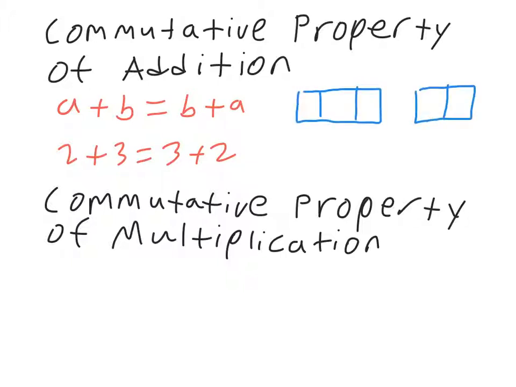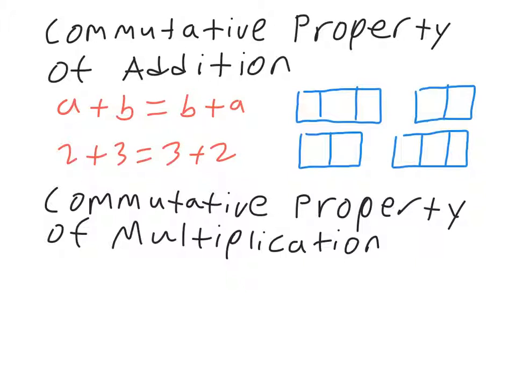For the visual people, if you have, say, 3 boxes and you combine them with 2 boxes, you're going to get a total of 5 boxes. And like we said, order doesn't matter, so you can also say that you can have 2 boxes and then 3 boxes. Again, you still get 5 boxes total. It works the same way in multiplication as well.